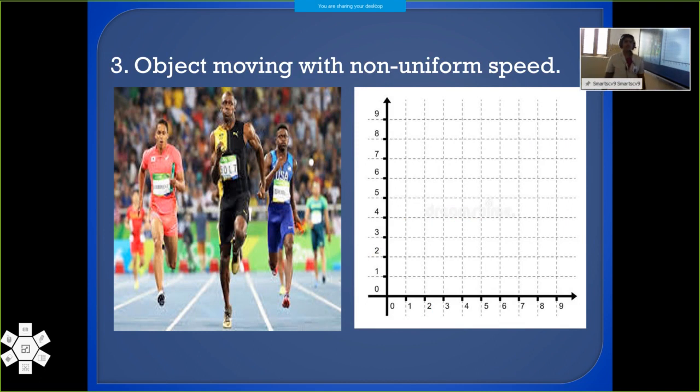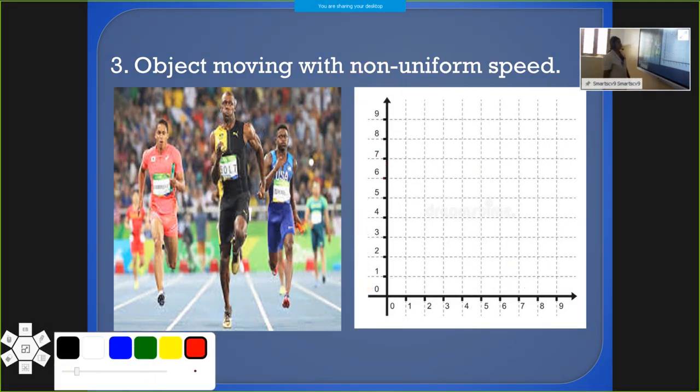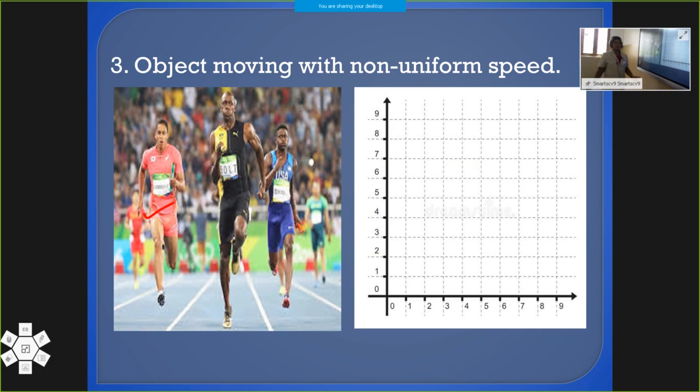Now, we are going to see the third state, the next state of an object. Here you can see athletes moving through the track, right? The first one covers a particular distance in an interval of time. In the same interval, the next one covers maybe more. He is fast because he covers more distance in that same interval of time. Then the third one, again, yes.